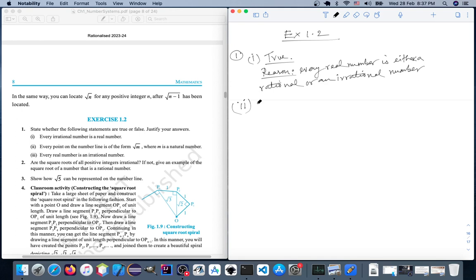For example, the rational numbers, the integers, whole numbers, natural numbers, they are also part of the number line. But consider a positive integer 4, where m is a natural number. Every point on the number line is of the form root over m, where m is a natural number.